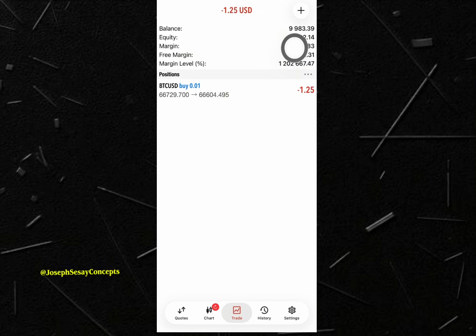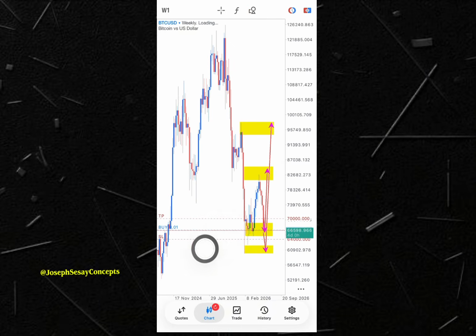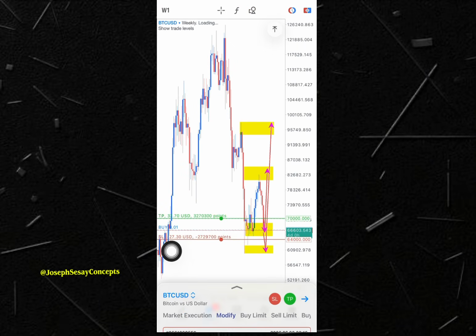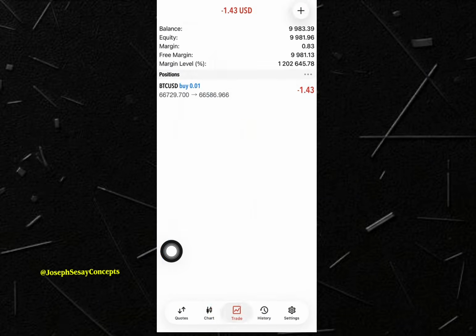Let's say you have like 9,000 or 10,000 in your account. It means you are only going to be losing this 27.30, instead of not using SL and blowing up your entire account. SL is for stop loss.